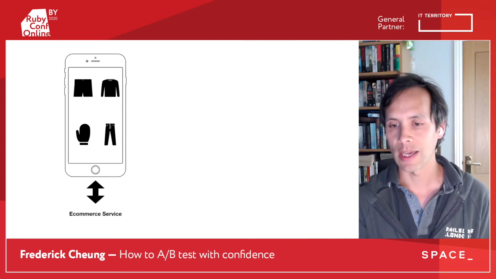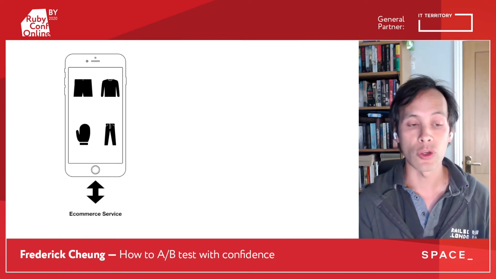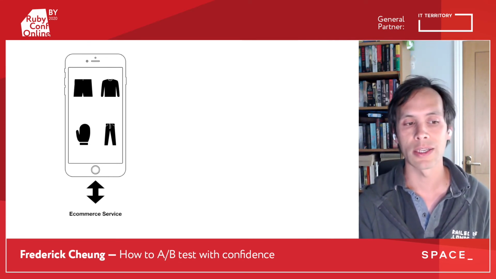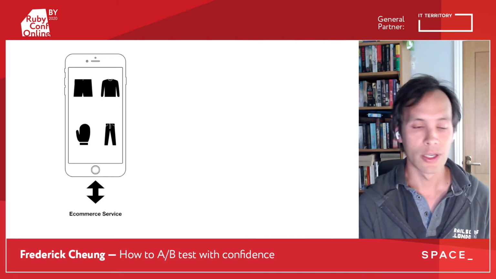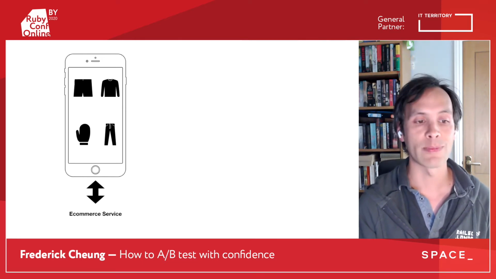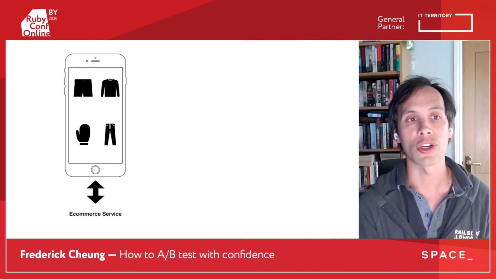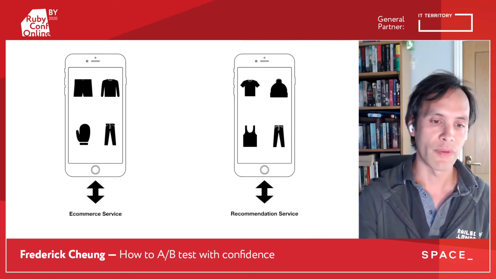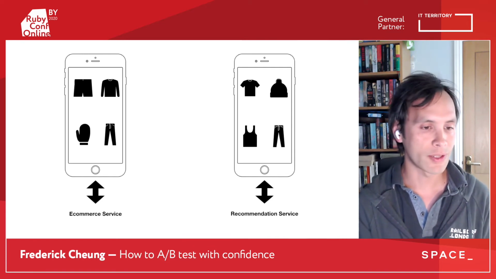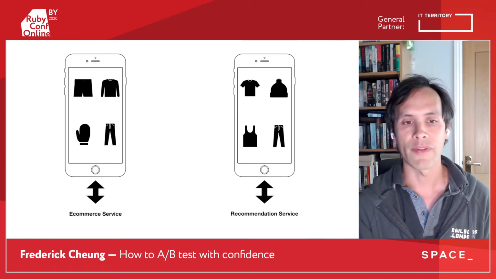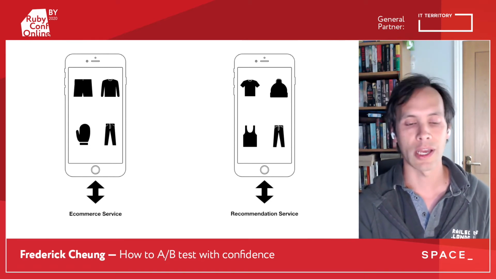What we said to them is that we think we can, instead of you showing the products in the same order to everyone, provide a personalized product ordering. So instead of talking to your e-commerce service, make an API call to our recommendation service, and we'll return the right products to show. So in theory, that was the two variants. One variant sees exactly the same thing that retailer has always done, and the other variant gets personalized recommendations from our service.